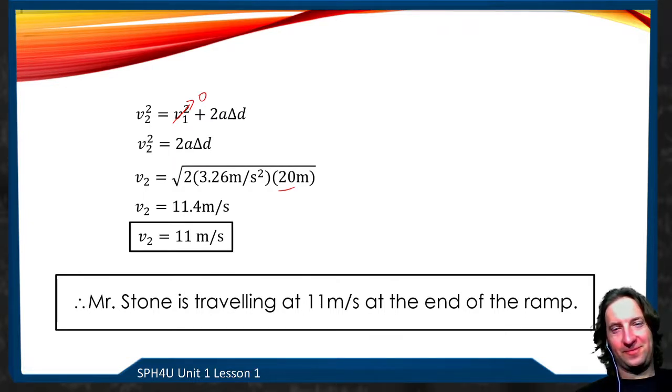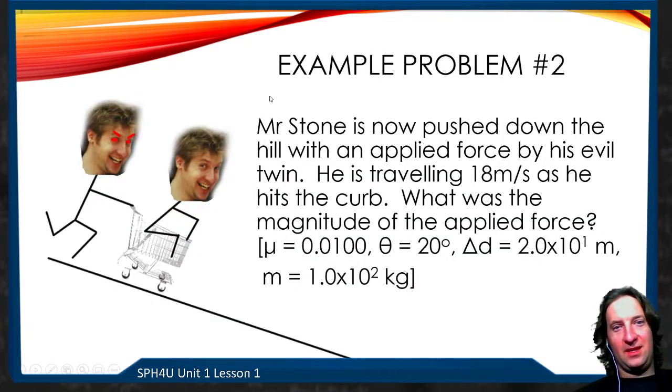Okay? Awesome. All right, so let's do another one. Same idea, same thing, but this time I'm being pushed by my evil twin. Okay, and when I hit the ramp, instead of me traveling at 11 meters a second, I'm traveling at 18 meters a second, which would be what? A lot. Close to, what would that be, like 65 kilometers an hour? Ouch. What have I done?